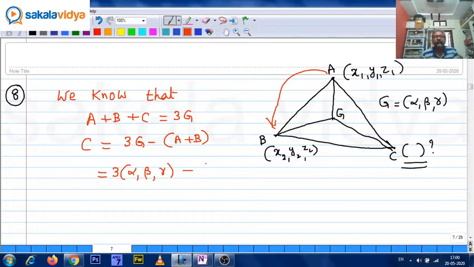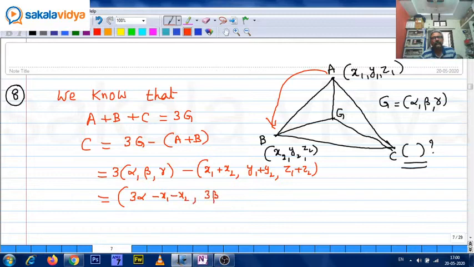So we can write (x1 plus x2, y1 plus y2, z1 plus z2). So this equals (3 alpha minus x1 minus x2, 3 beta minus y1 minus y2, 3 gamma minus z1 minus z2). This formula can be used when two of the vertices of the triangle are given and its centroid is given. Easily, the third vertex we can evaluate with the help of this concept.